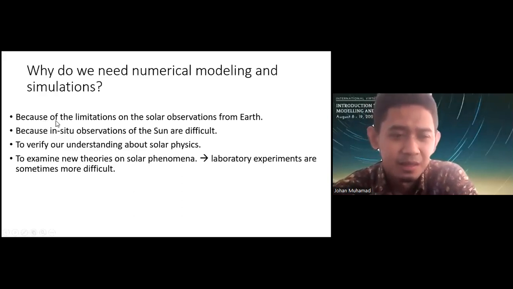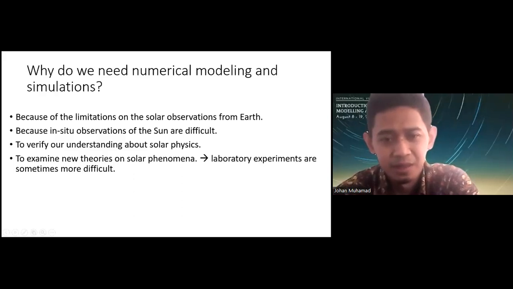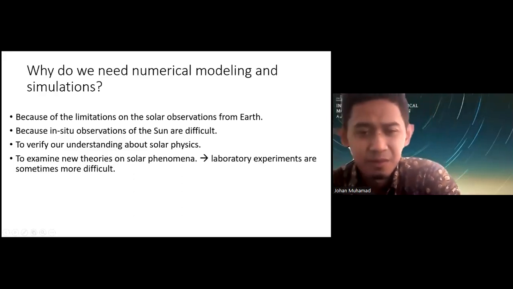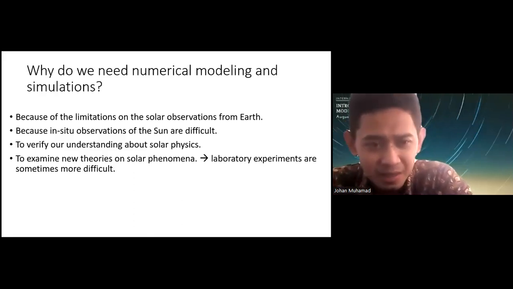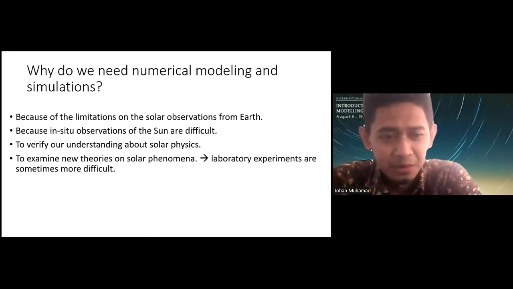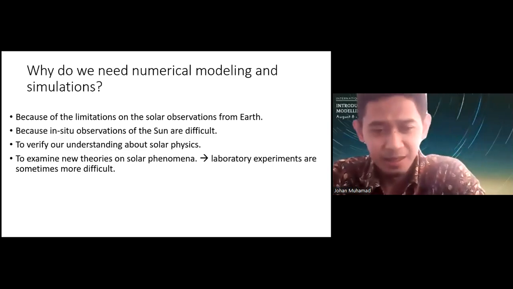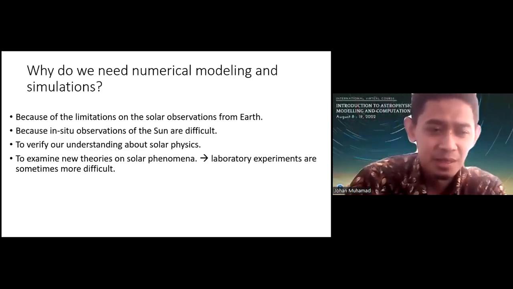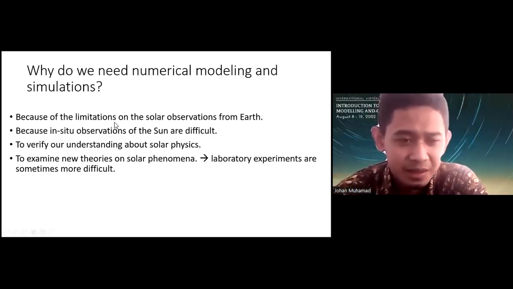And the second reason is that in situ observations of the sun are very difficult. The sun is very hot, and of course, the environment near the sun is very harsh for a spacecraft to reach. So it's very difficult to do in situ observations, to send any probe there, and then measure some parameters there. That's why we need numerical modeling and simulation.